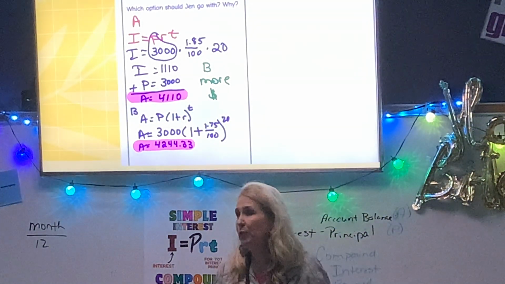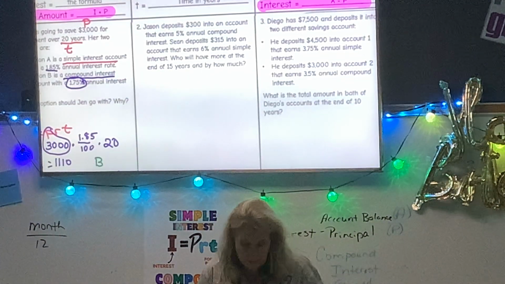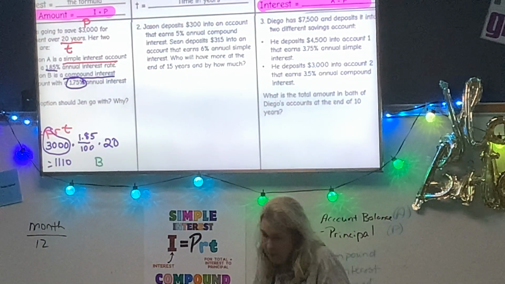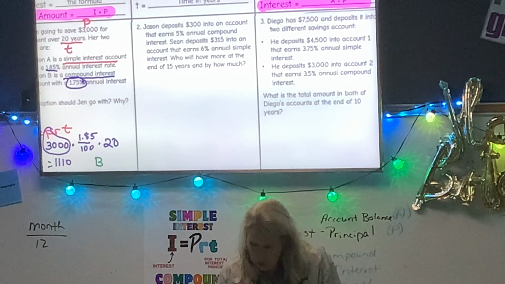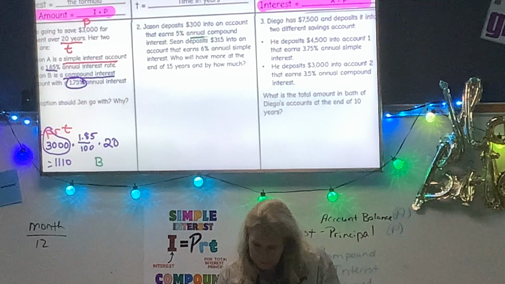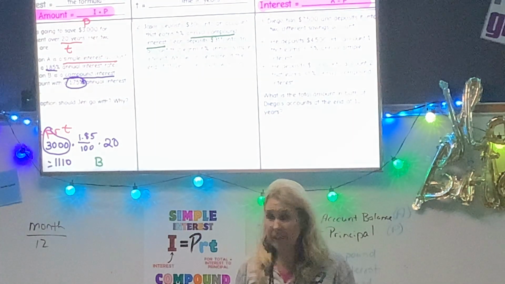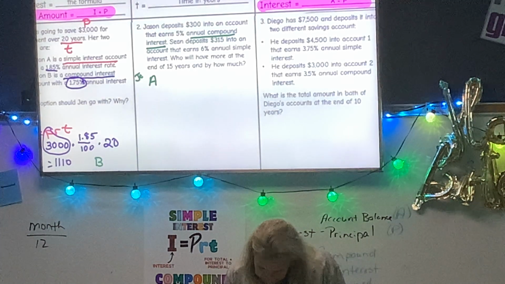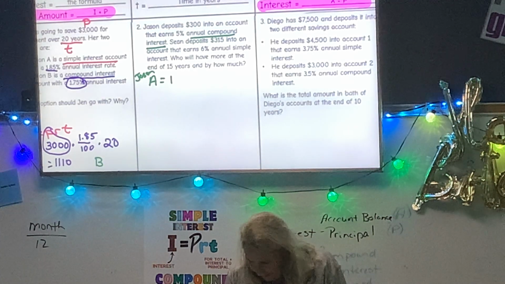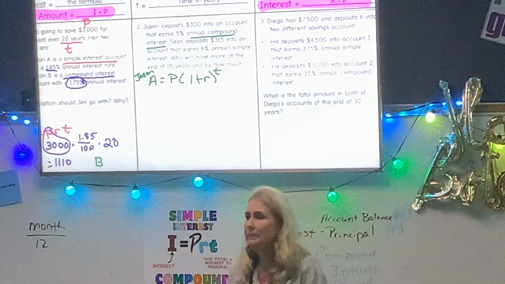That's comparing simple and compound interest. So it's really just reviewing what we've done. Okay? So let's go to the next one. Jason deposits $300 in an account that earns 5% annual compound interest. I read. What formula am I using? A equals P. Compound. Good. And this is Jason. That's my dad's name. A equals P, 1 plus R, T for time.